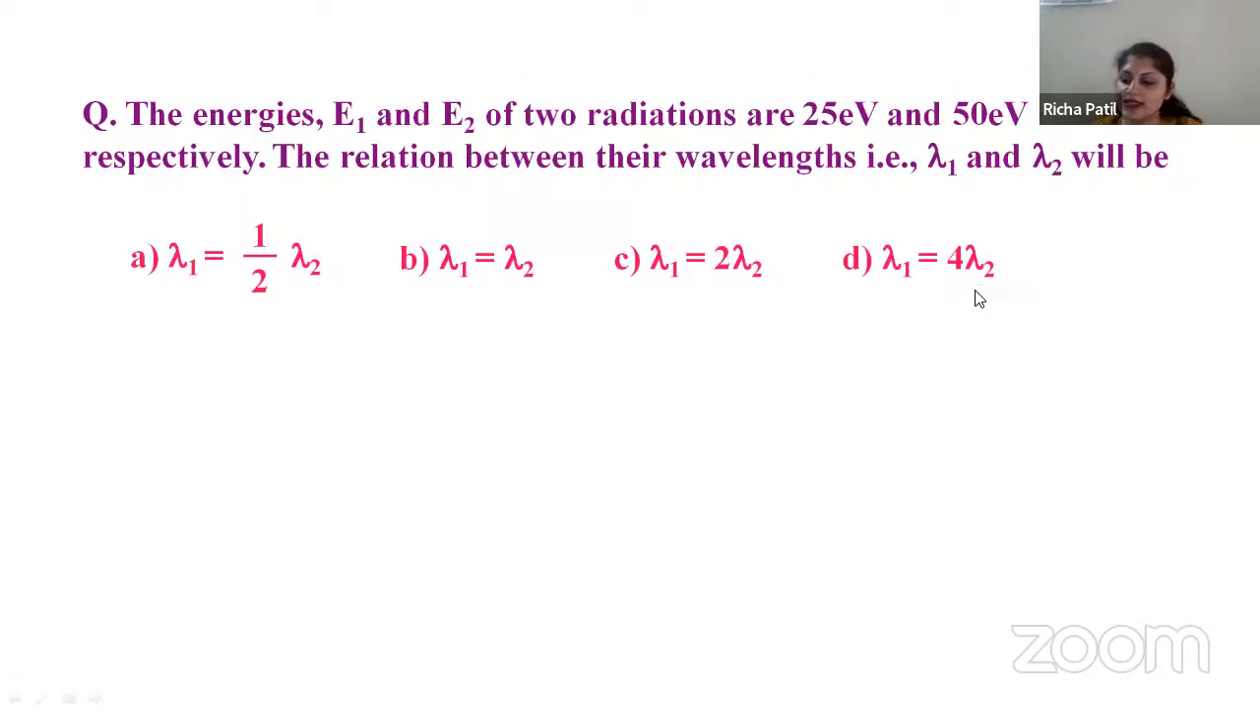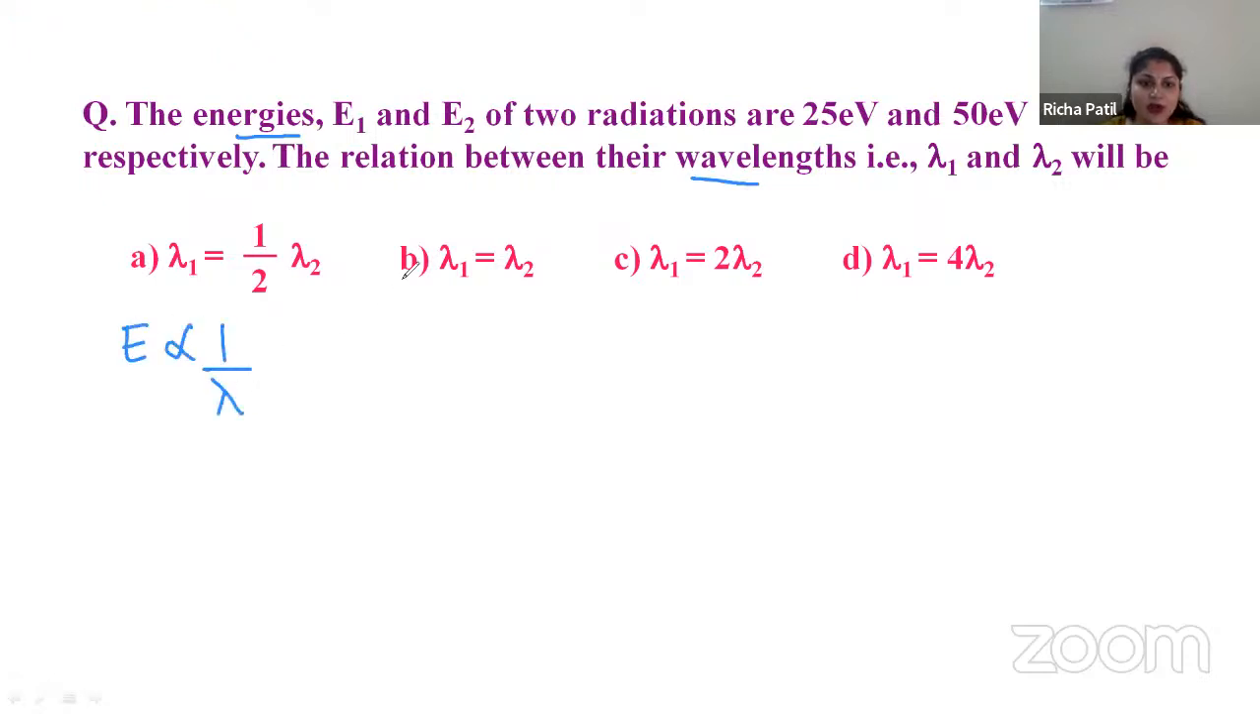Next, the energies E1 and E2 of two radiations are 25 electron volt and 50 electron volt respectively. The relation between their wavelengths, that is lambda 1 and lambda 2, will be. Now, what is given, we have to find out the relationship. They have asked us the relationship between energy and wavelength. Energy and wavelength, the relationship is inversely proportional.